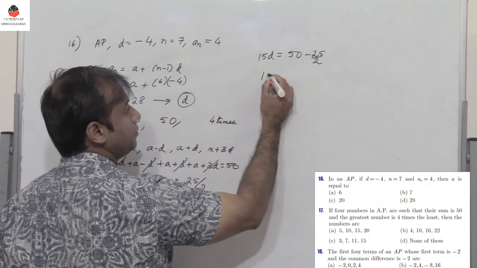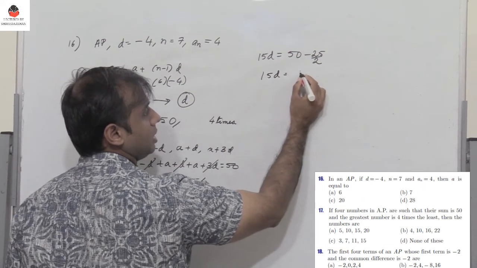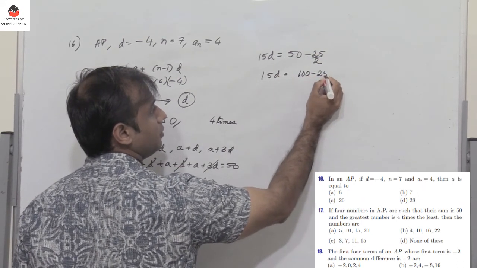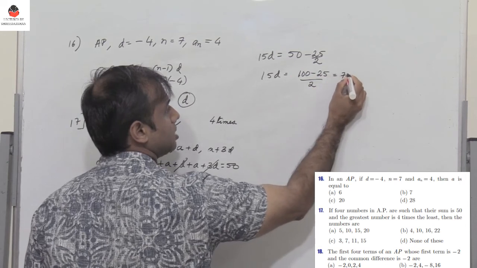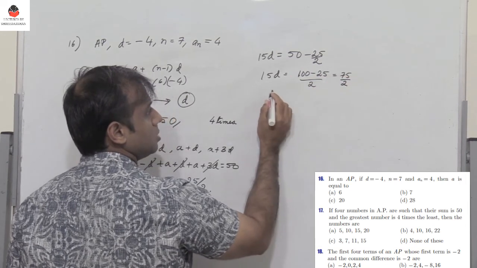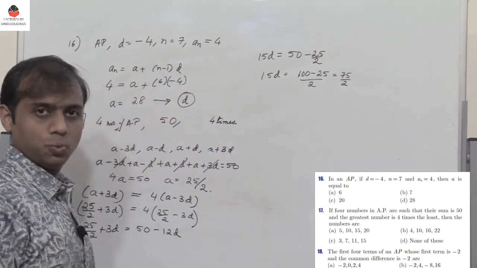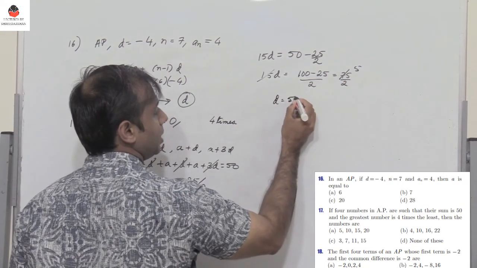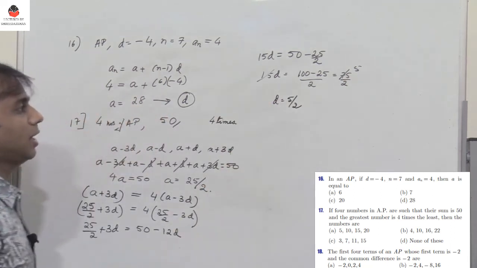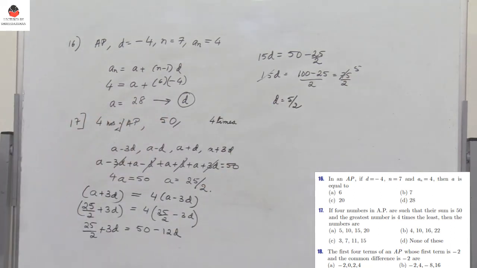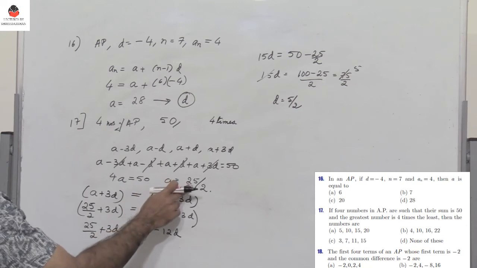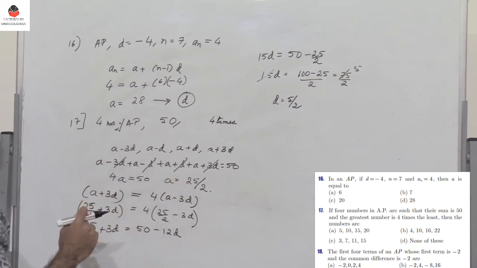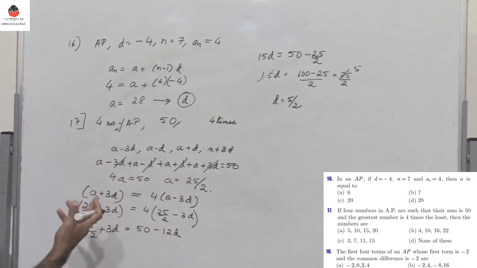So this would give me 15d equals, if I take the LCM, (100 minus 25) by 2, which gives 75 by 2. So 15d equals 75 by 2. So 15 5s are 75, so you get d equals 5 by 2. So we have calculated the value of d, which is 5 by 2. We also know the value of a, which is 25 by 2. And we need to find the numbers.